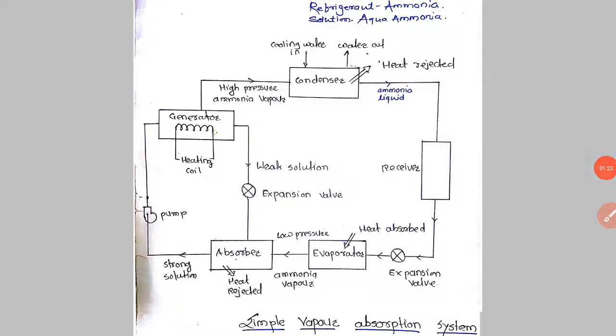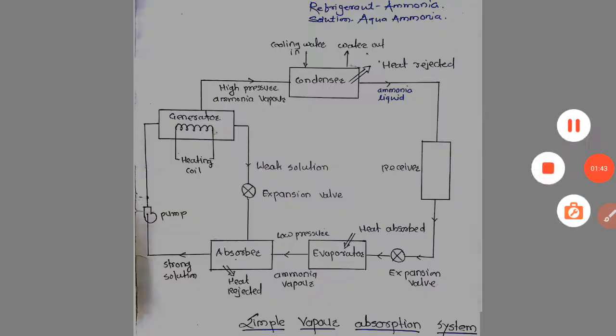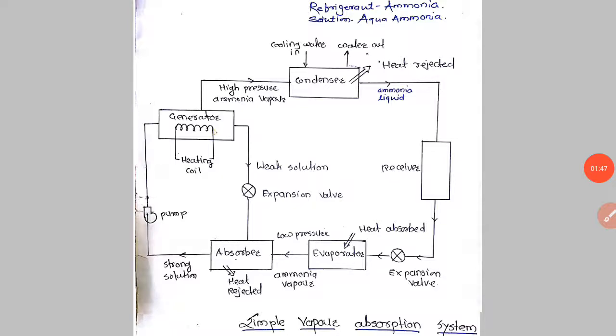See here, the first point is the simple vapor absorption system. So the figure for this system is shown. See here the different parts of the system. First one is the absorber, second is the generator, third one is the condenser, then receiver, expansion valve, and evaporator. Here the refrigerant is ammonia and the solution is aqua ammonia, that is ammonia and water are used in this process.